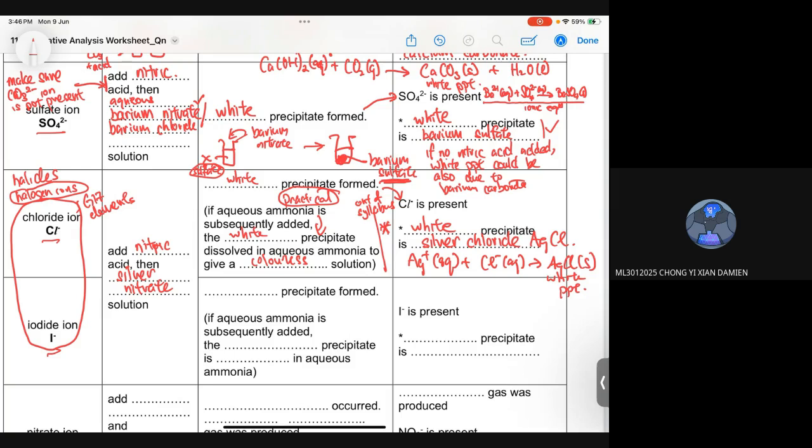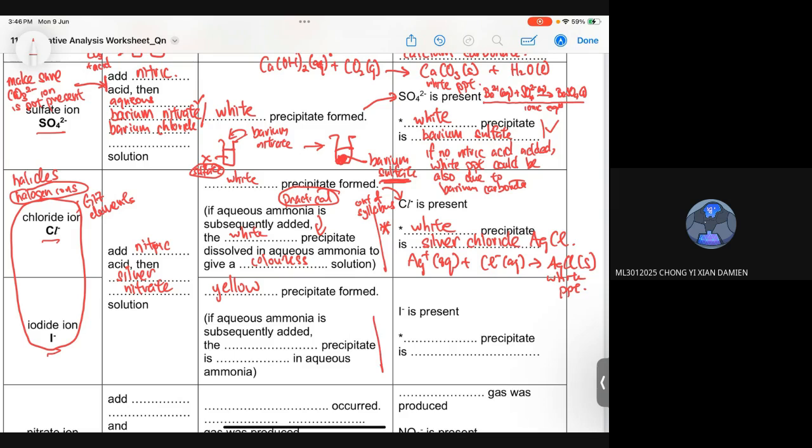Then you say, sure, how about iodide? Will it also give you a white precipitate? The answer is no. It will give you a different color, and hence you're able to differentiate between chloride and iodide. For iodide, if it is present, you're going to get a yellow precipitate instead.